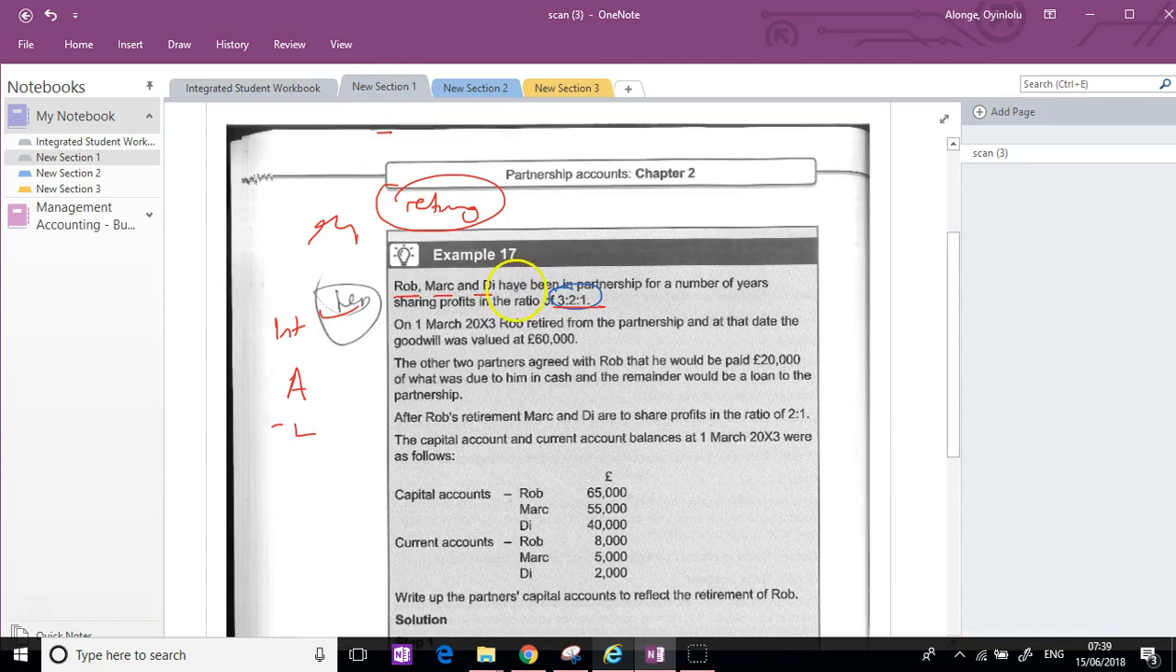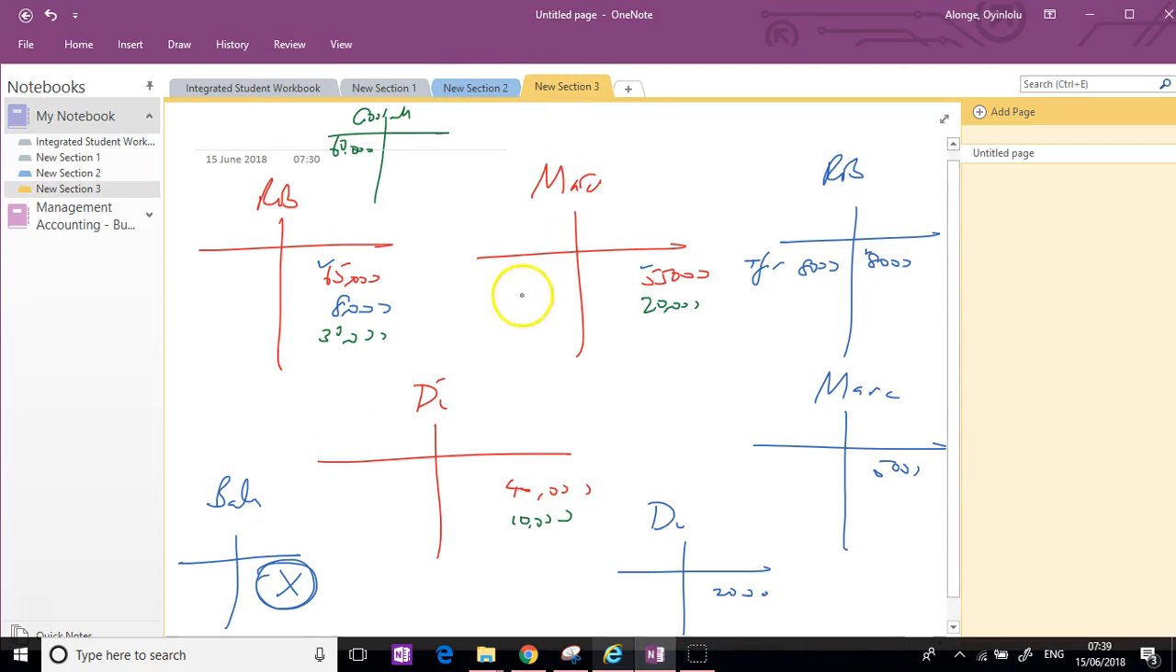We now need to eliminate the goodwill based on the fact that after Rob leaves, Mark and Dee will continue to share profits in the ratio 2:1. So that means we now split the goodwill based on the new profit sharing ratio between the remaining parties. And so 2:1 is 40 and 20 to Dee. So in essence, what's really happened is that Mark and Dee have had to buy, if you like, or pay off Rob, pay him his goodwill from their capital accounts. That's the essence of what's really happened.